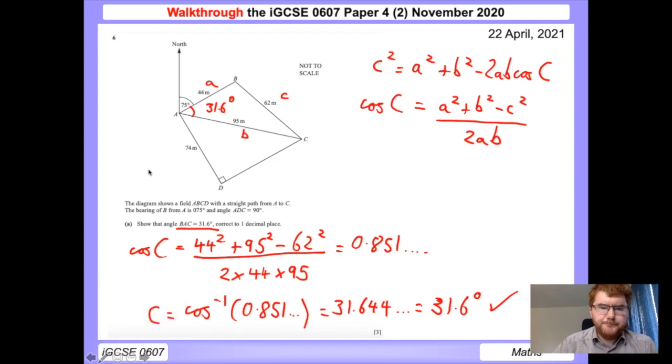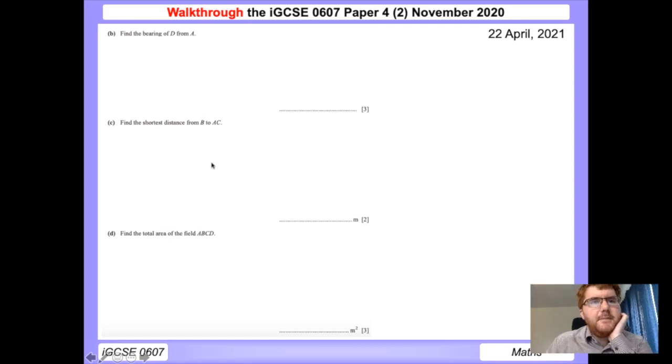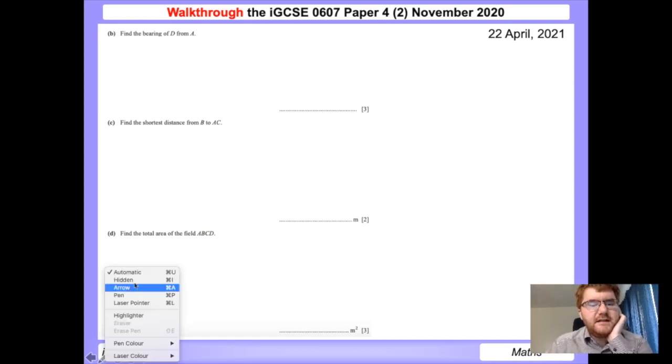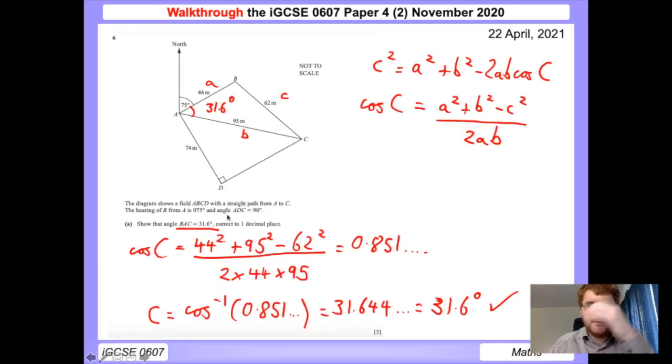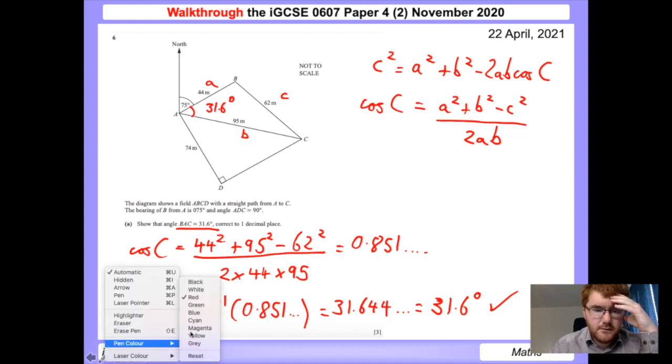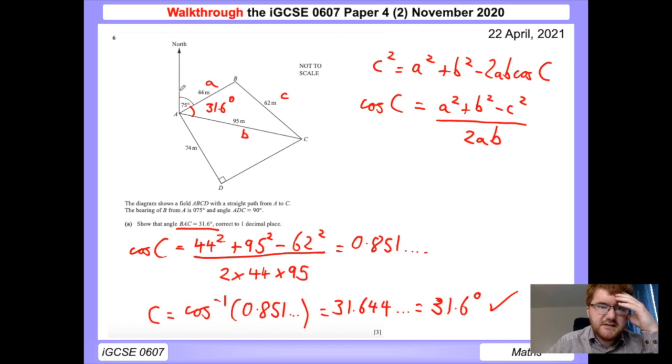Let's have a look at part B. So now we need to find the bearing of D from A. The key thing about bearing questions, you're always working from right to left. So you start at A and you work your way around to D. So let's go back to the diagram. So the bearing of D from A. So watch carefully. We start at A, at the north line, and then we work our way around until we hit the line D. So in fact, what we're looking for here is this entire yellow angle.